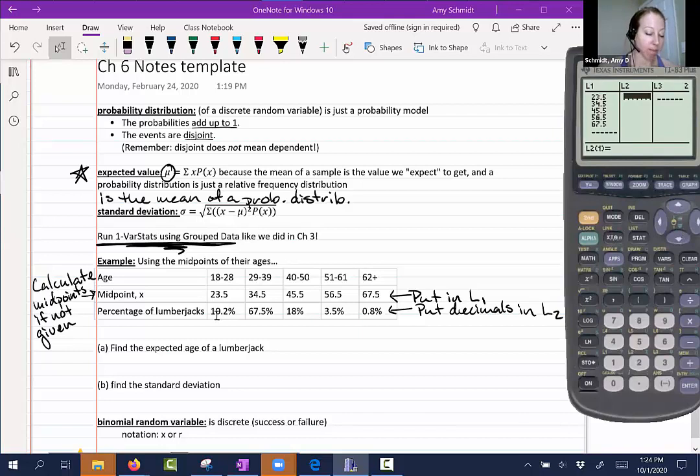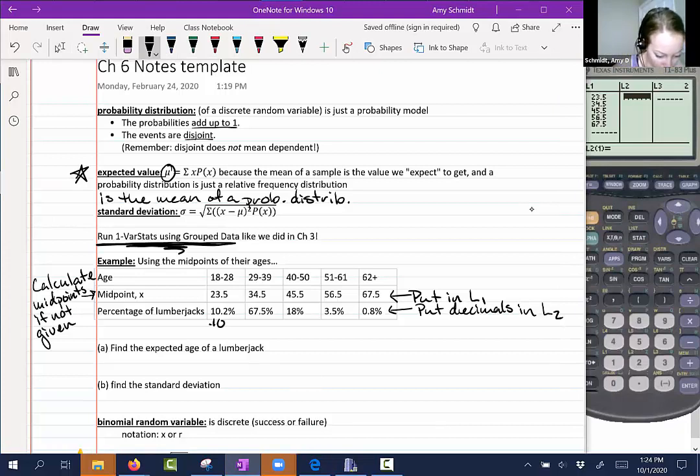Now, you could actually put these percentages into L2 just the way they are, but I think it'd be good practice for you to practice converting back and forth. So let's turn that 10.2% into 0.102. We'll turn the 67.5 into a 0.675. 18% is 0.18. You have to be very careful with these tiny percentages. This is 0.035, and this is 0.008. So let's put those in.